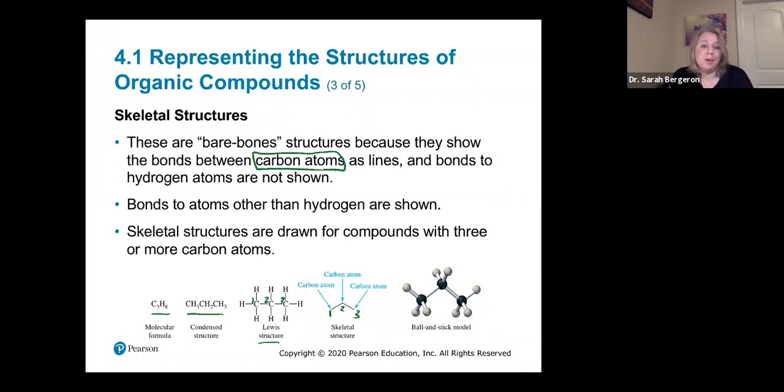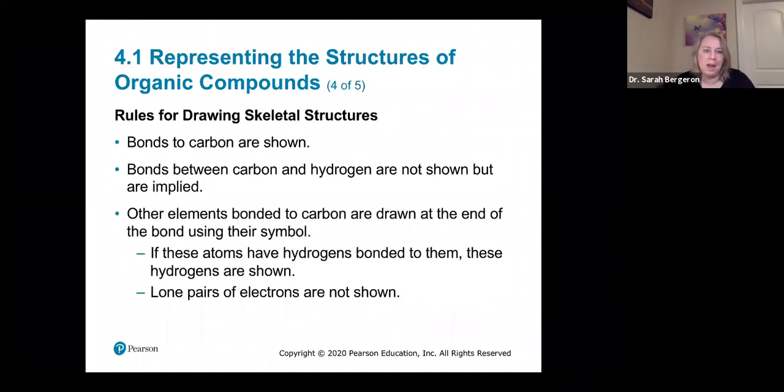We don't have to show it because we know carbon always wants an octet. So carbon's going to be attached to carbon, and any other bonds are going to be to hydrogen. So we don't show bonds to hydrogen, and we don't show hydrogen atoms. It's a simple way to show molecules that can get really big. And so the more you practice, the better you're going to get. It's not so bad. So let's go over our rules.